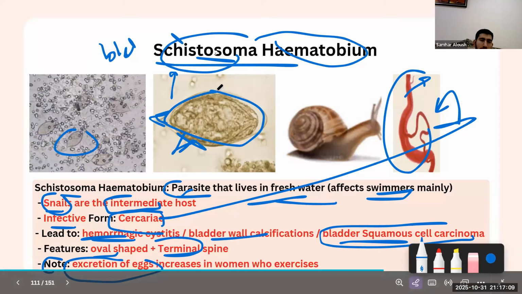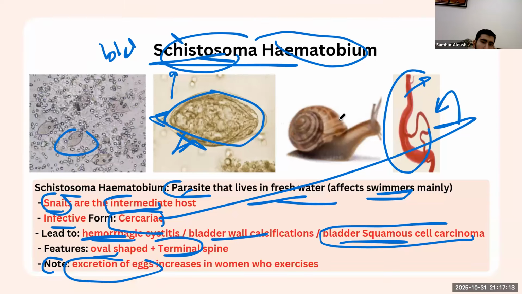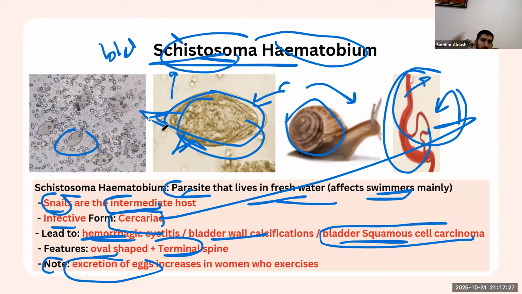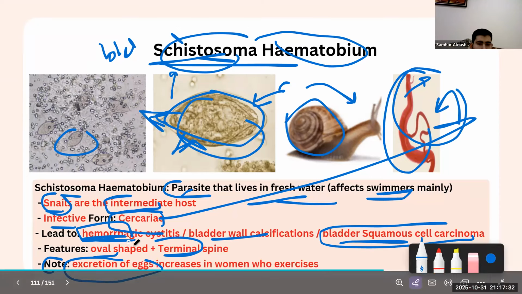Okay? So for the last time, schistosoma hematobium is a parasite that lives in the water. It also lives in the snails, the intermediate host. It has two forms, egg or cercaria. This is the shape of cercaria. You need to memorize the picture, and this is the shape of the egg. For the egg, it's oval shaped and has a terminal spine because the terminal spine pierces the bladder and causes it to become hemorrhagic cystitis. It also causes bladder wall calcification and bladder squamous cell carcinoma.